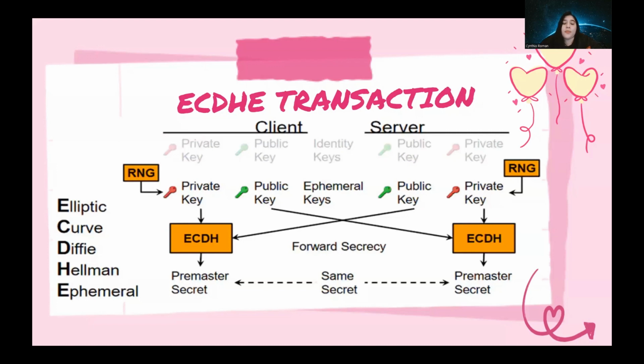Each party then uses its private key and the other party's public key to compute the same shared secret. This is done by scalar multiplication of the received public key, with the resulting point's x coordinate used as the shared secret. The shared secret is then used to derive symmetric keys for encryption and decryption of subsequent communications.